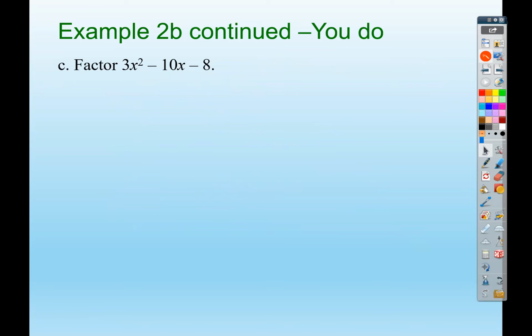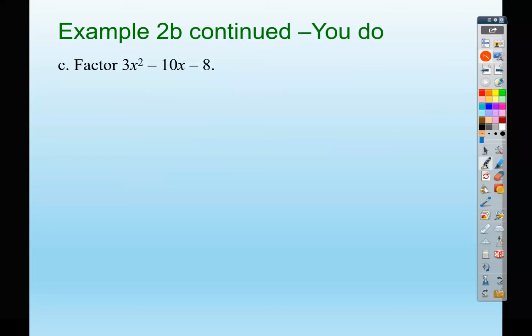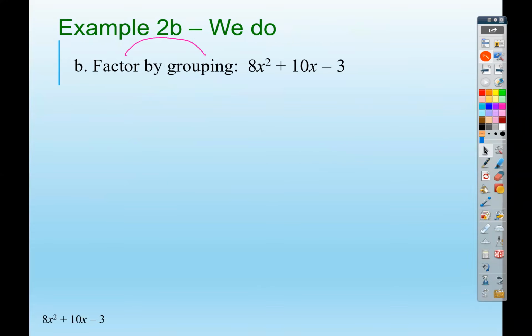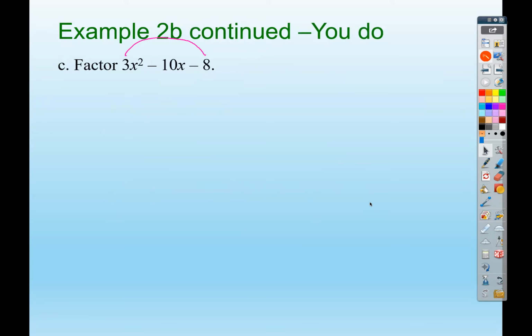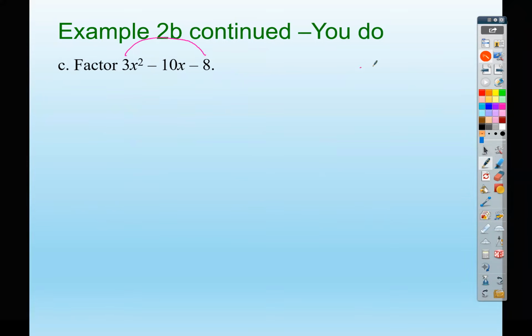All right, 2c, it says factor this. So how is this one different than the one that we just did? Let's see, because we're dealing with a lot of the same numbers, but different. All right, so this will be negative 24. How can I get a negative 10? So now I'm going to do a negative 12 and a positive 2.